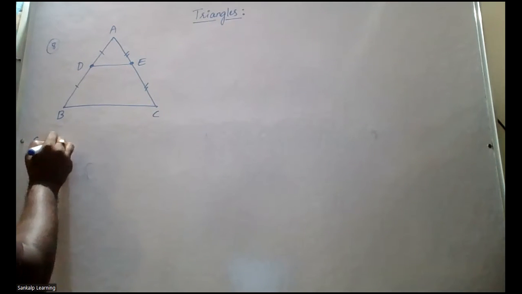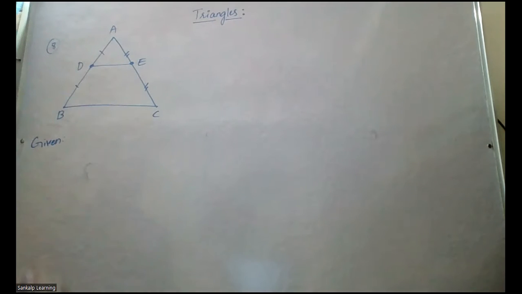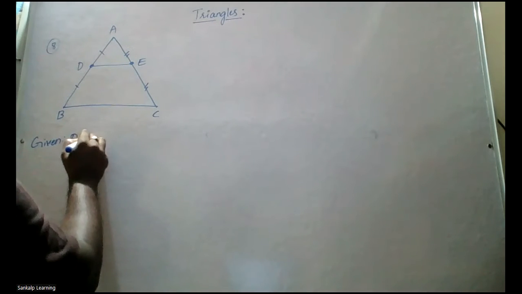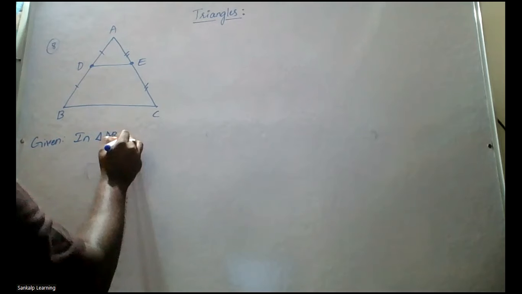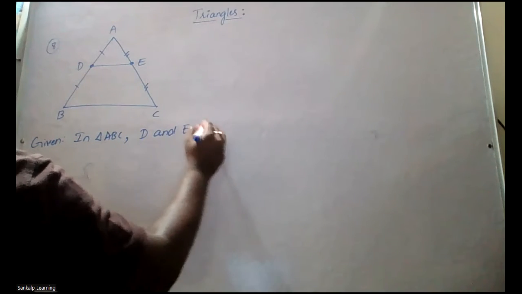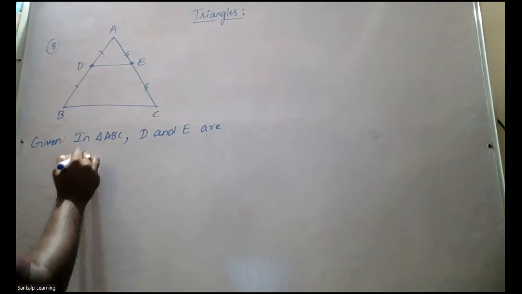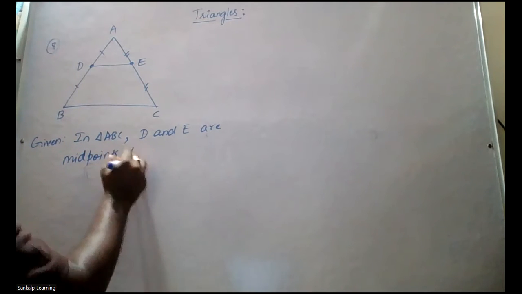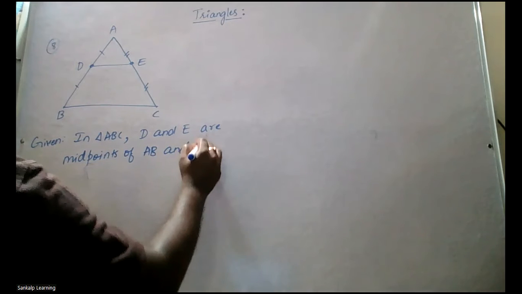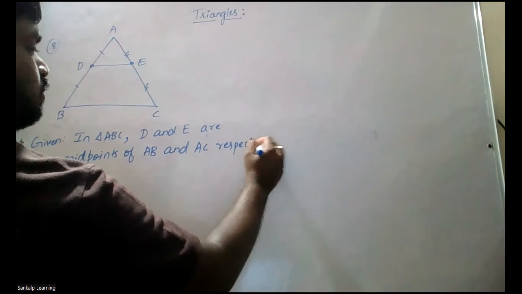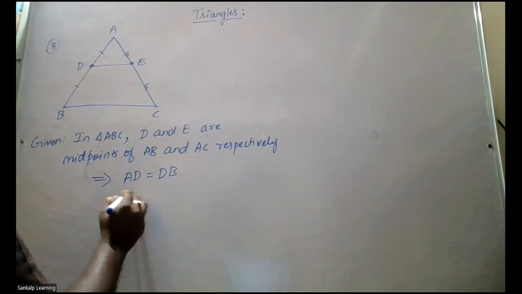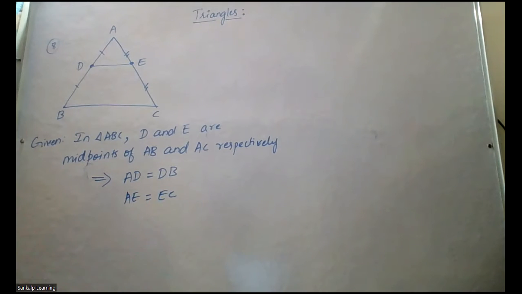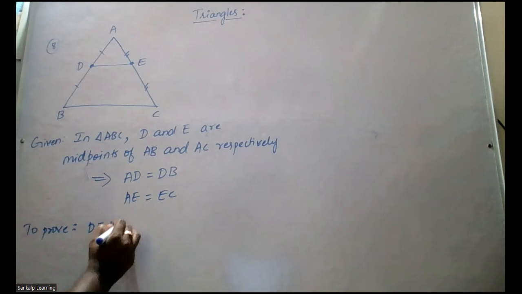So what is given? It is given that in triangle ABC, D and E are midpoints. It is given in the question itself. So first let's mention the triangle. In triangle ABC, D and E are midpoints of AB and AC respectively. If D is the midpoint, what does that imply? It implies AD is equal to DB. Similarly, AE is equal to EC. If it is the midpoint, we can write it like this. What should we prove? We have to prove that DE is parallel to BC.